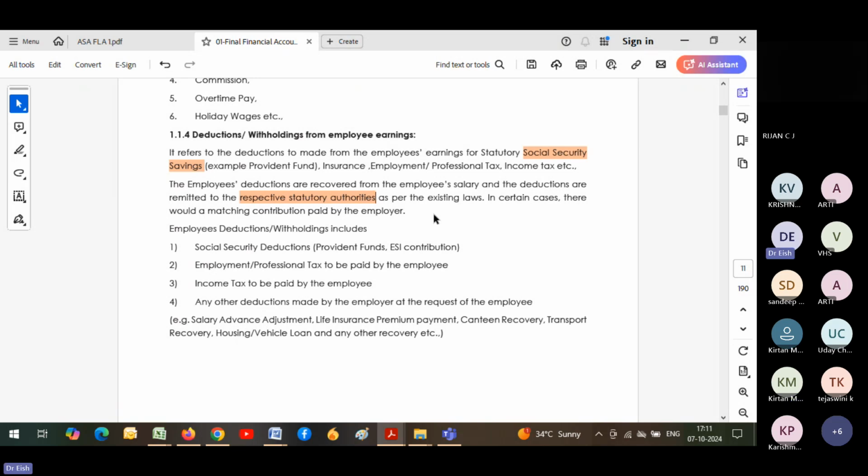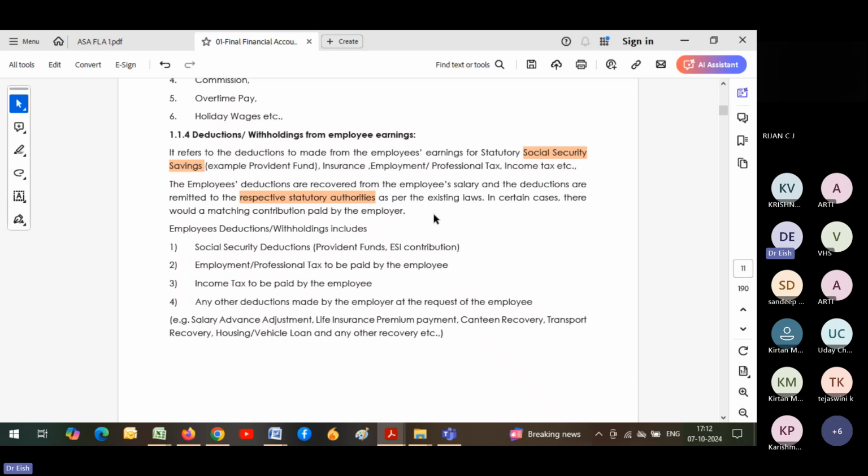In certain cases, there would be a matching contribution paid by the employer. For example, the PF which you have to deposit, if you are an employee of the organization: you will deduct PF at 12%, and an equal contribution by the employer. 12% of the employee and 12% of the employer. That is equal contribution. But in ESI, you deduct 1.5% and the employer will pay 4.5%. So there the contribution is not equal, but in PF the contribution is equal.